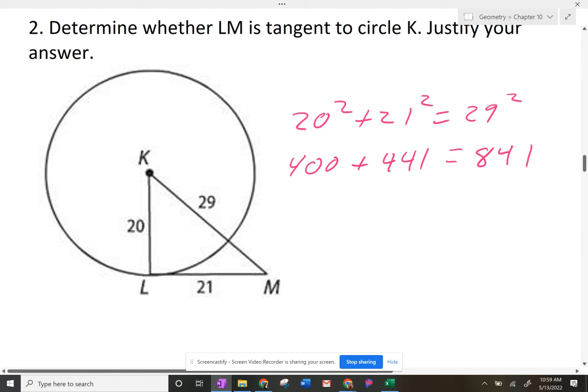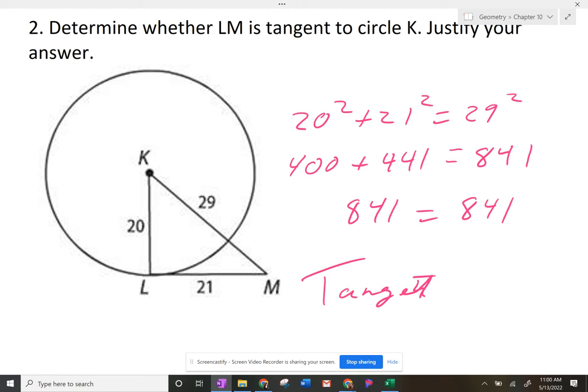Did I do that math right? Yeah. Okay. So put them together, 400 plus 441. That gives me 841. That says equals 841. Is that true? Yeah. If they're true, what's that tell me about that line? It's a right angle, but it's also tangent. Again, these equal each other. That tells me that that line's going to be a tangent line.